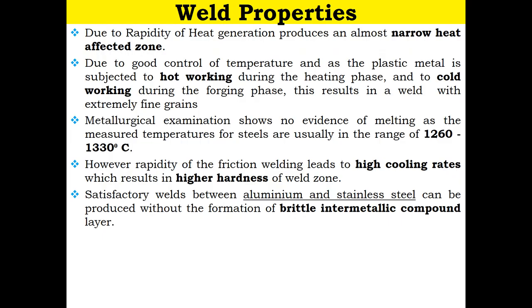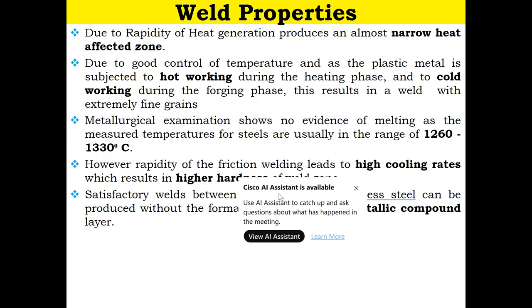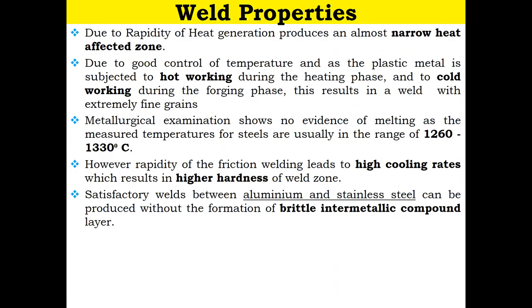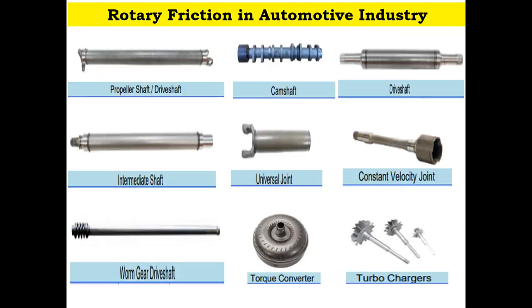Metallurgical examination shows no evidence of melting, as the measured temperature for steel is usually in the range of 1260 to 1330 degrees centigrade. However, the rapidity of friction welding leads to high cooling rates, which results in higher hardness of the weld zone. Satisfactory weld between aluminum and stainless steel can be produced without the formation of a brittle intermetallic compound layer.